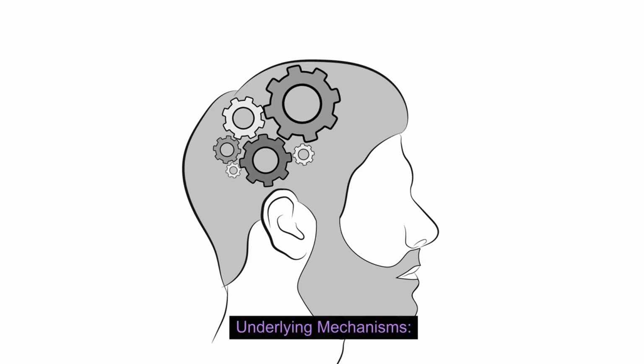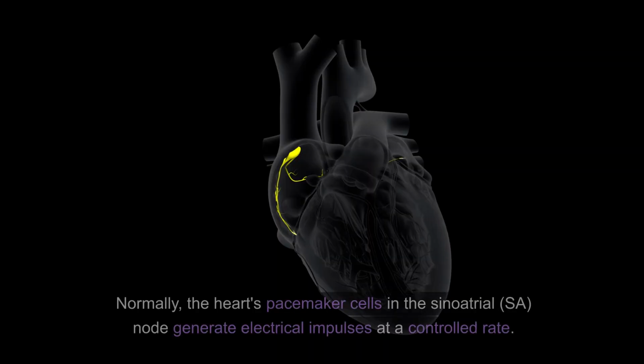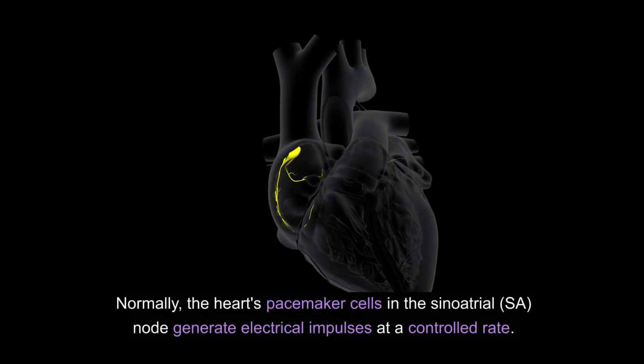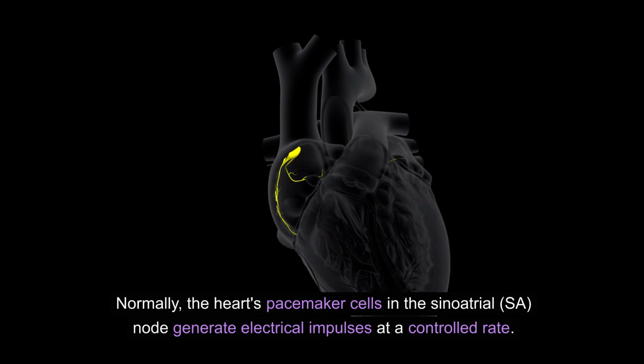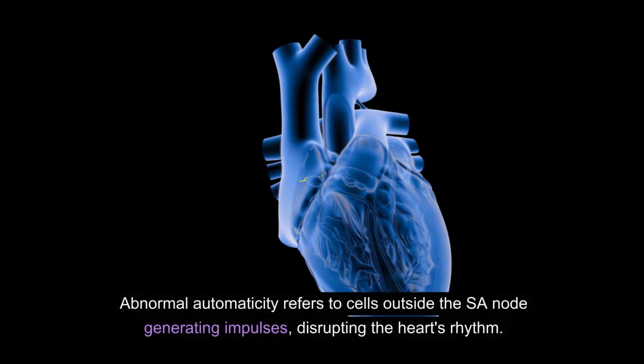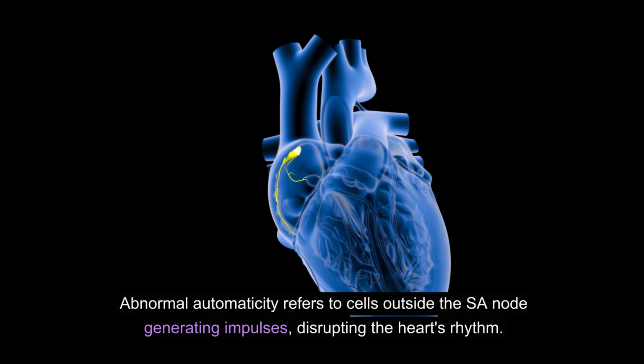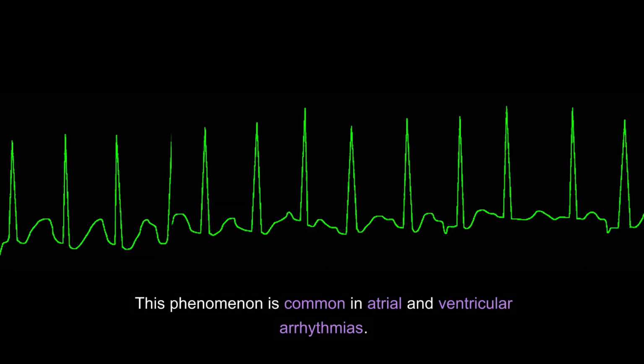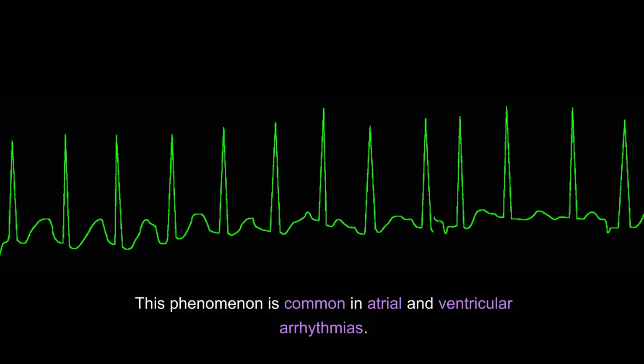Underlying mechanisms. Abnormal automaticity. Normally, the heart's pacemaker cells in the sinoatrial, SA, node generate electrical impulses at a controlled rate. Abnormal automaticity refers to cells outside the SA node generating impulses, disrupting the heart's rhythm. This phenomenon is common in atrial and ventricular arrhythmias.